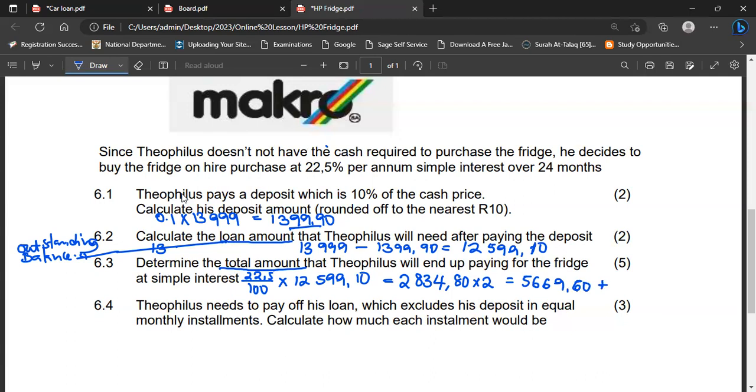Plus the money the person has taken. So at the end, the person has this much. Plus the deposit.